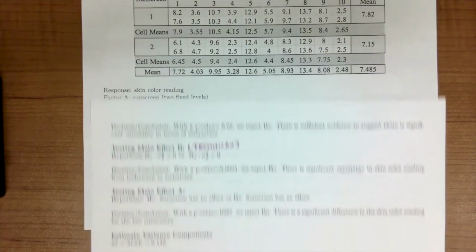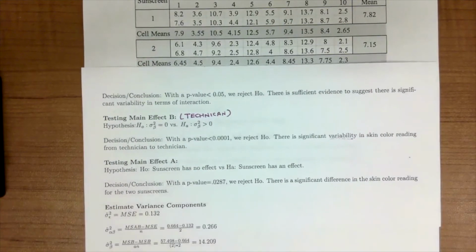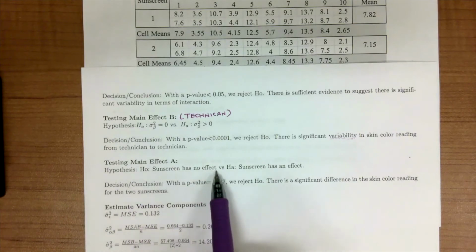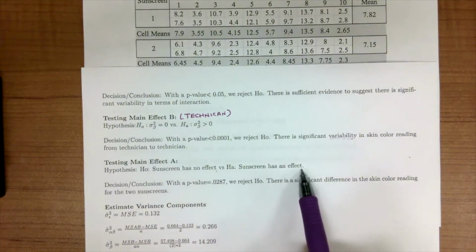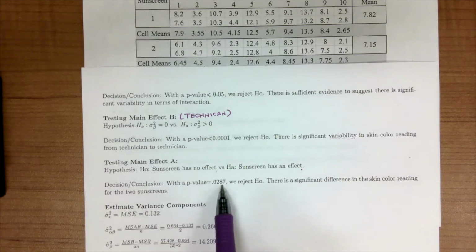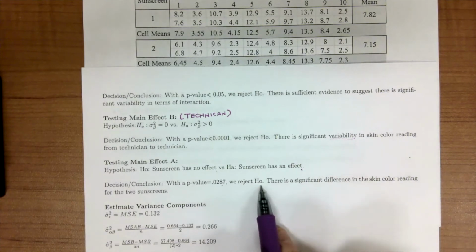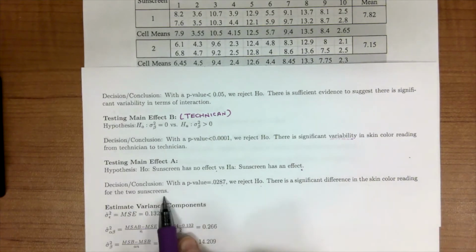And then the next thing we want to test is our main effect of A. Now notice that our hypotheses are the sunscreen has no effect versus the sunscreen has an effect. We look at our p-value. This is less than our significance of 0.05. We're going to reject the null, saying that there's a significant difference.